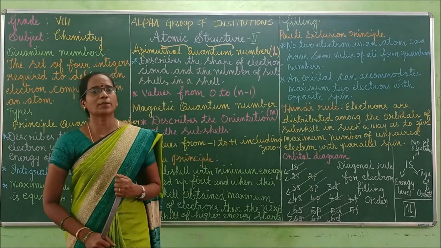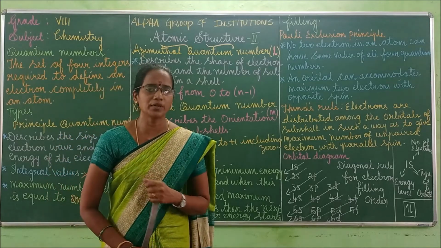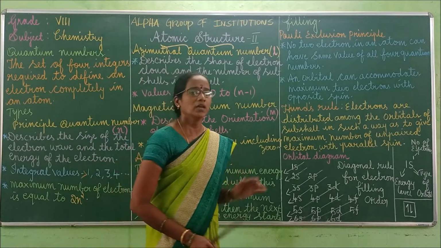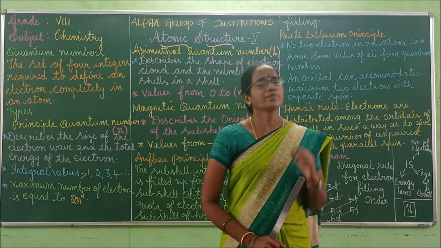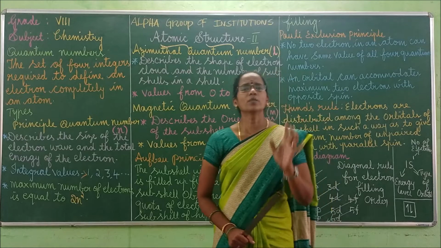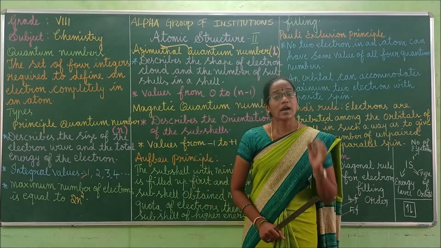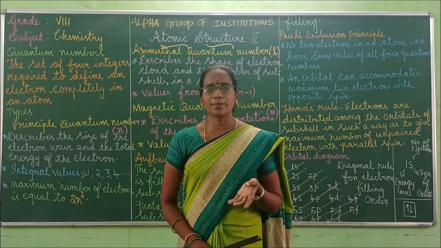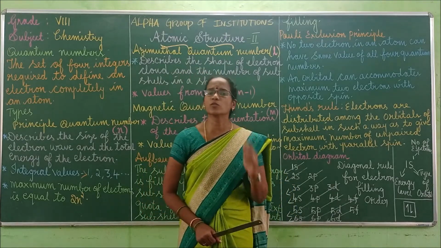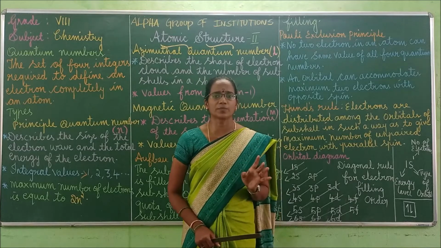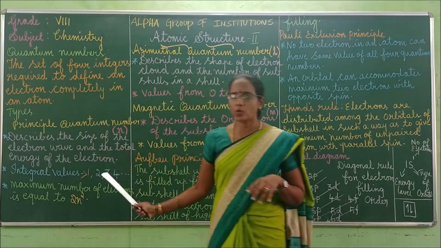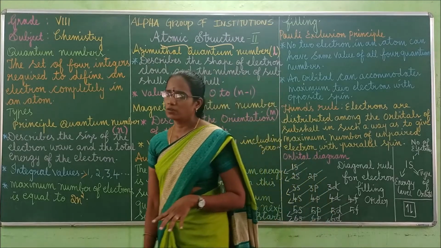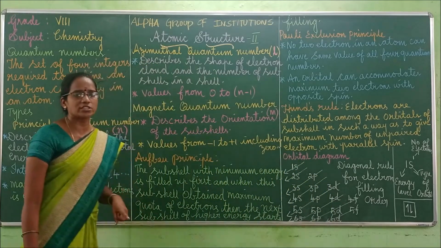The fourth quantum number is the spin quantum number, and it is represented by the letter small s. The spin quantum number describes the angular momentum of an electron and has the values +1/2 and -1/2, but when you come to higher classes you will learn about the spin quantum number. Now you learn these three quantum numbers only, because only these three are given in your book. So what's the first quantum number?